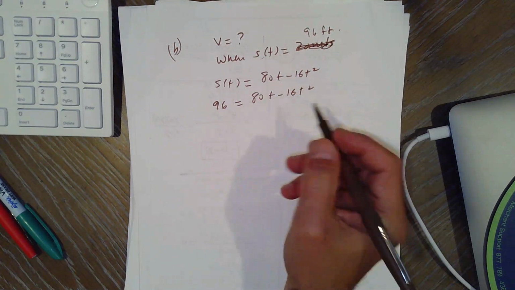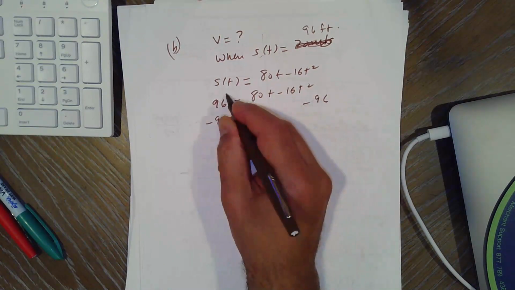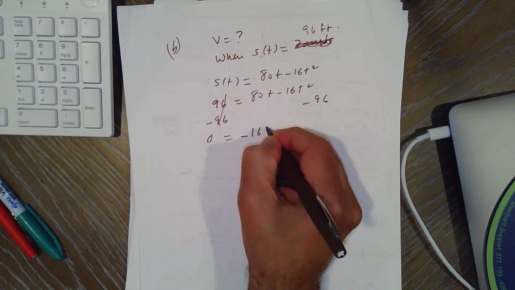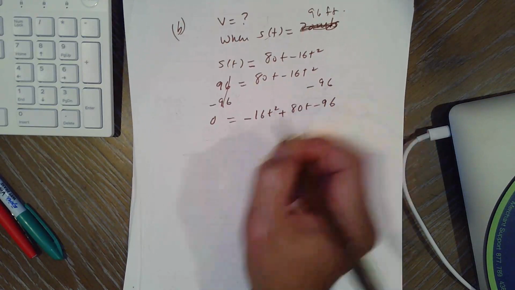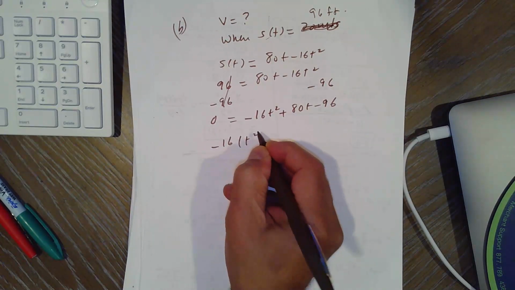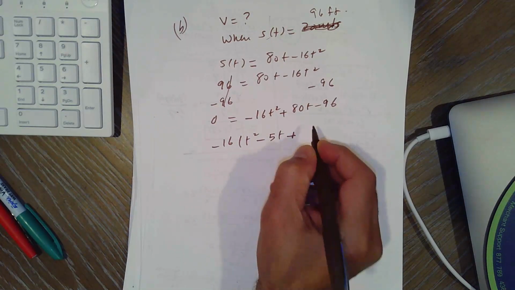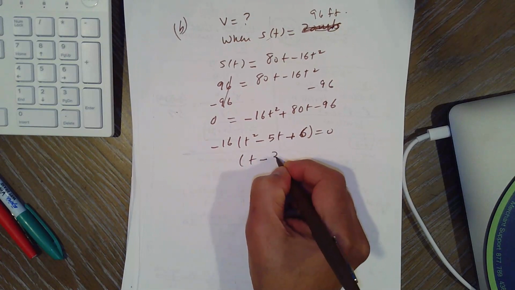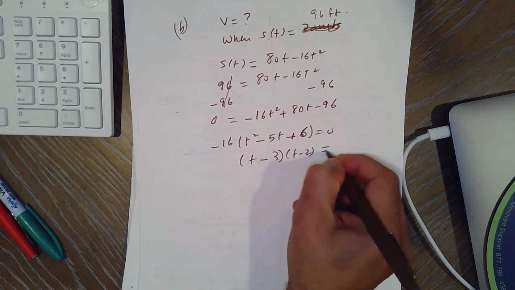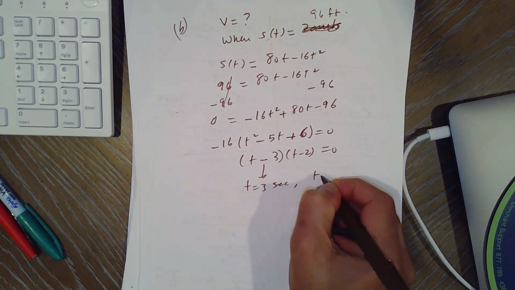T squared. So we're going to set it equal to 0 minus 96 and put it in descending order: negative 16t squared plus 80t minus 96 equals 0. Factor out negative 16: t squared minus 5t plus 6 equals 0. This factors, so t equals 3 seconds and t equals 2 seconds.